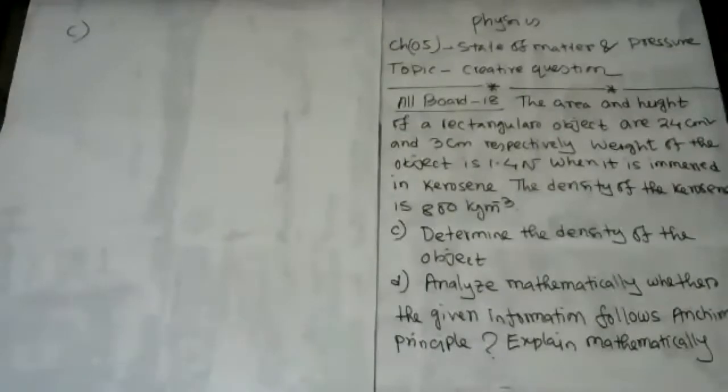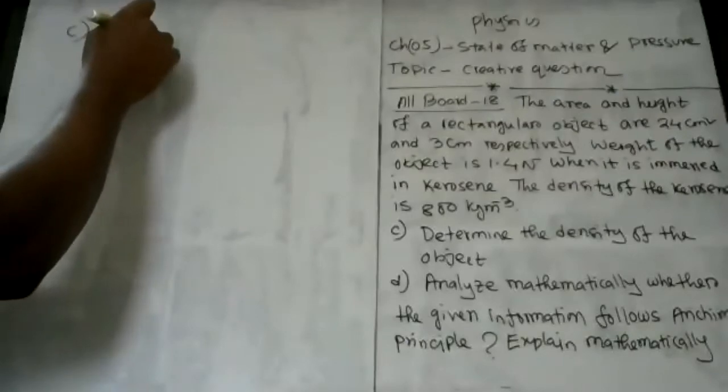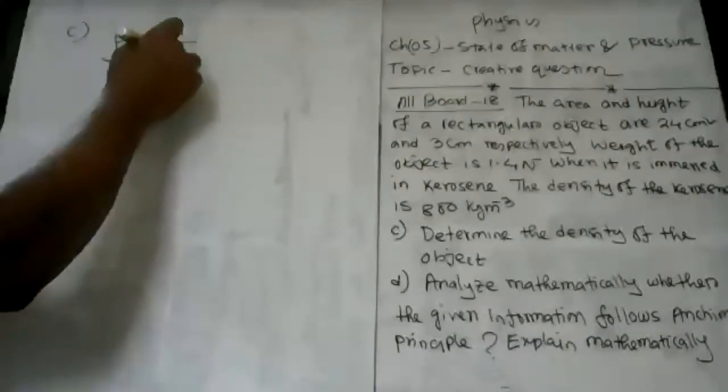In my last class, I already solved a creative question of this type, based on Archimedes' law. Now, give me some idea. How can I find out the density of the object? My student, give me some idea. Any one of you, give me the idea. So rho is equal to m by v. Density rho is the ratio of mass per unit volume. Very good.